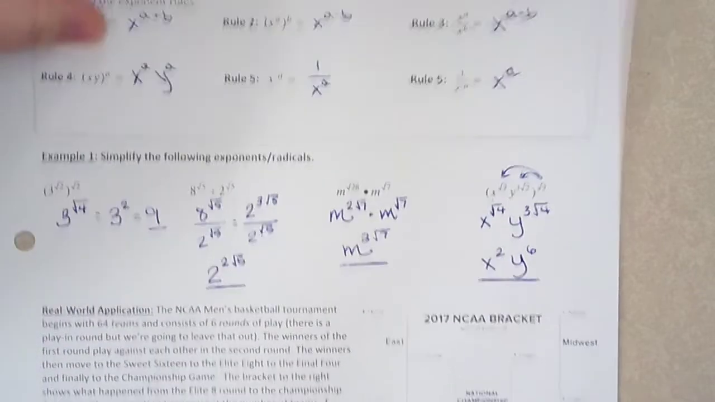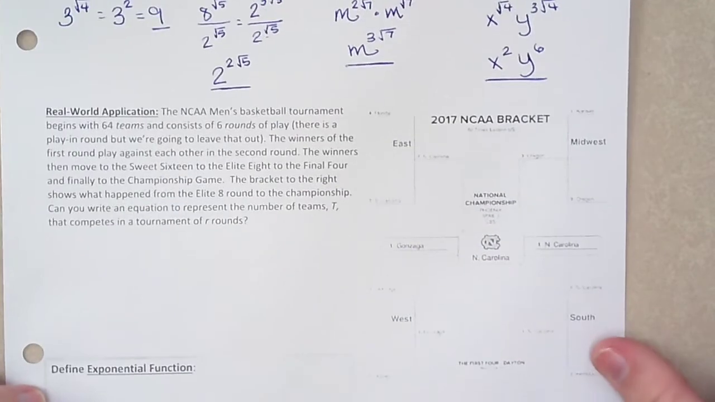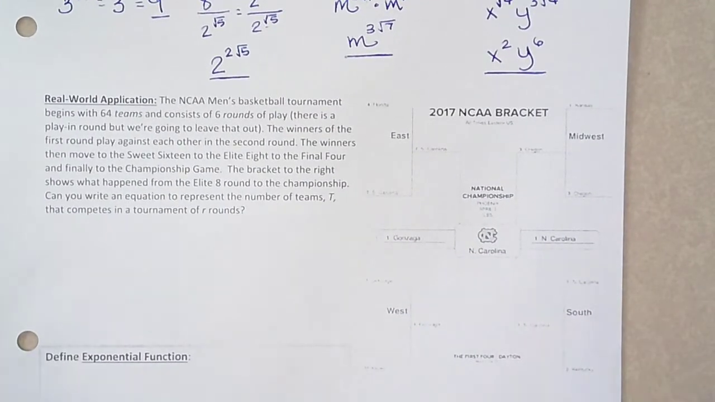So let's take this into a real-world application. March is just around the corner. I'm sure some of you take part in the March Madness brackets. This is the NCAA bracket from 2017, I believe. So the NCAA men's basketball tournament begins with 64 teams and consists of 6 rounds of play. So there is a playing round.